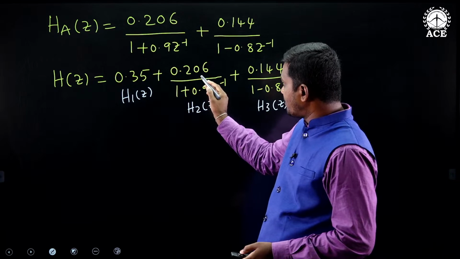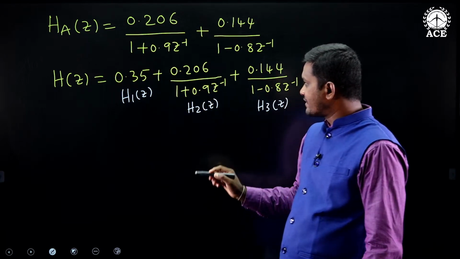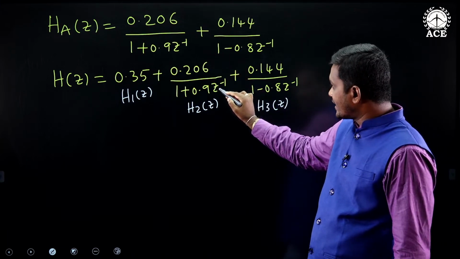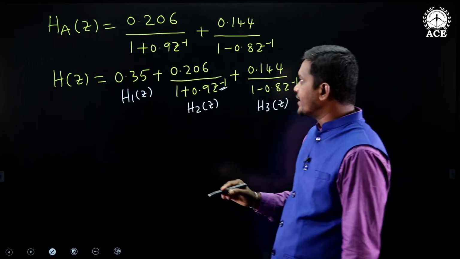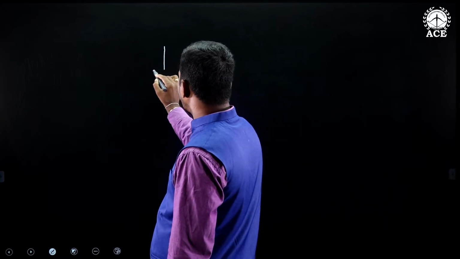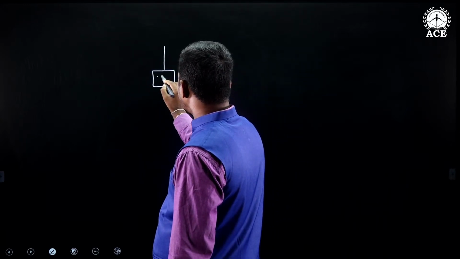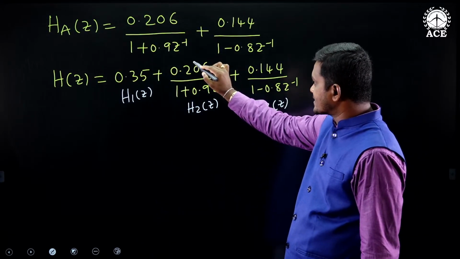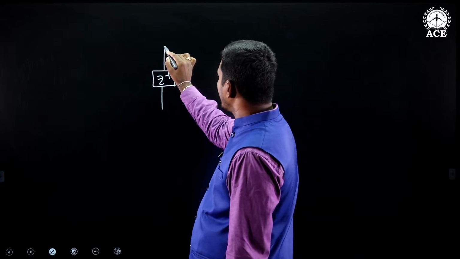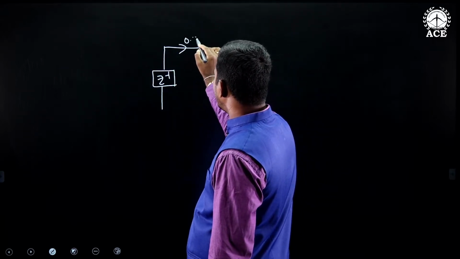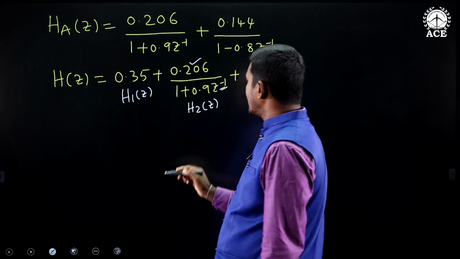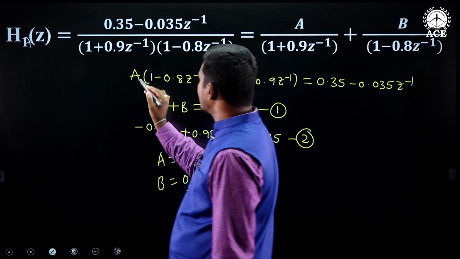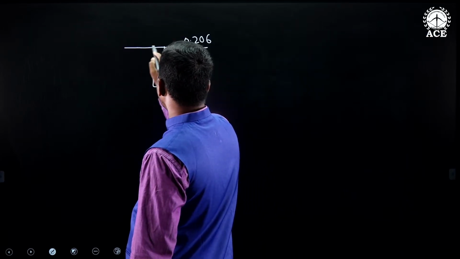What is this section? 0.206 by 1 plus 0.9 Z inverse. Tell me how many delay elements are required. The numerator is only a constant, the denominator has Z inverse, meaning you need one delay element. So let us take one delay element Z inverse. The numerator corresponds to the output side, so 0.206. The denominator corresponds to the input side. What is the first value? 1. So 1 here.